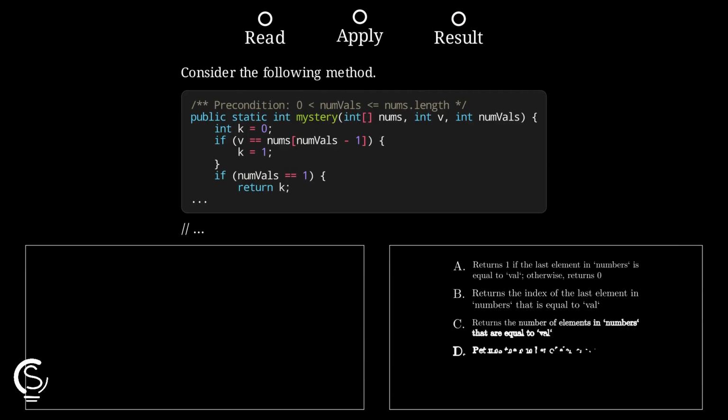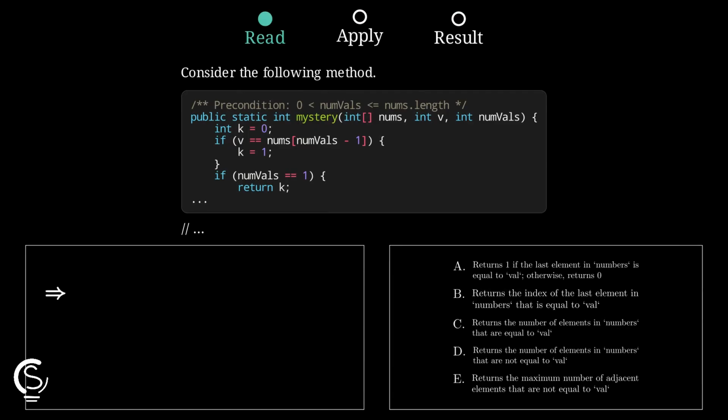First, look at the base case where numVals equals 1. The method checks if the very first element matches our value v and returns 1 if it does, otherwise 0.